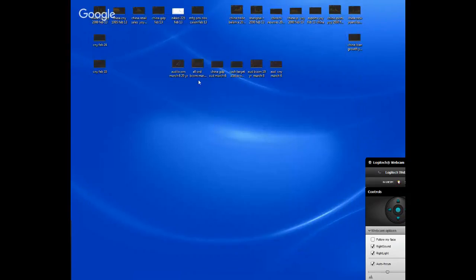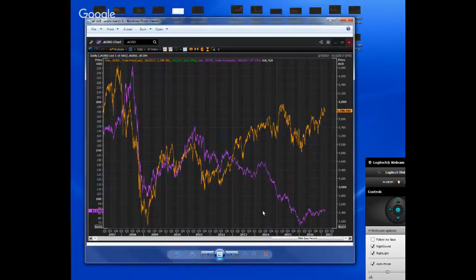Oh, I know what to do. We'll use the all ordinaries. Okay. The Australian stock market is called the all ordinaries. I don't know the derivation of the term.